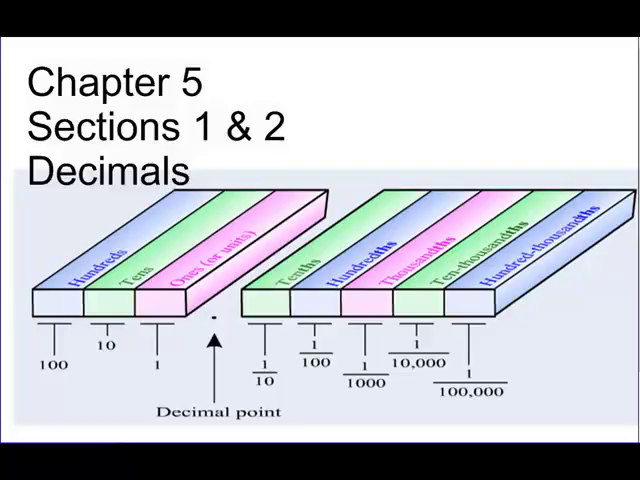This video will cover Chapter 5, Sections 1 and 2. As we previously discussed in this semester, dealing with place value for the number system, numbers are broken into different values based on where they are from the decimal point. As you go left from the decimal point, you have your ones place, your tens place, your hundreds, and as you go right, you have your tenths, hundredths, thousandths, ten-thousandths, hundred-thousandths, etc.